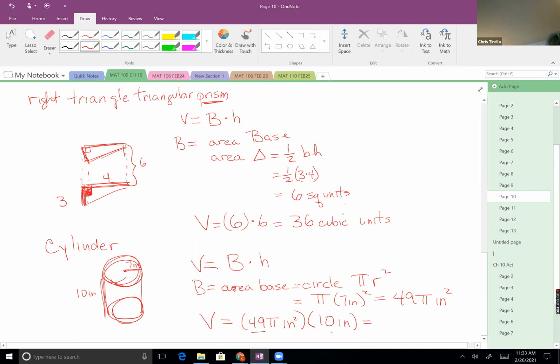And so 49 times 10 would be 490. I'm going to leave it in terms of pi. And then square inches times plain old inches would give me cubic inches. And you see how if I've got something like a prism or a cylinder where I've got two bases that are congruent in parallel planes, I just need to get the volume to find the area of that base and multiply it times the height. Are we good?